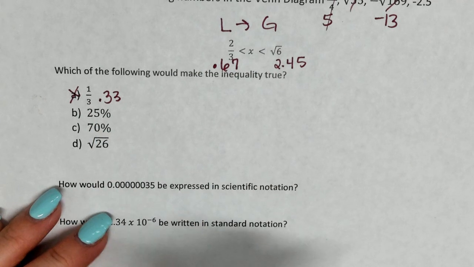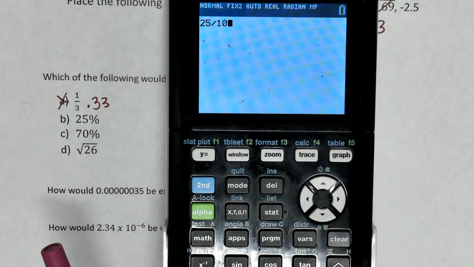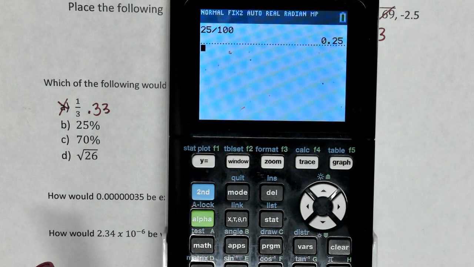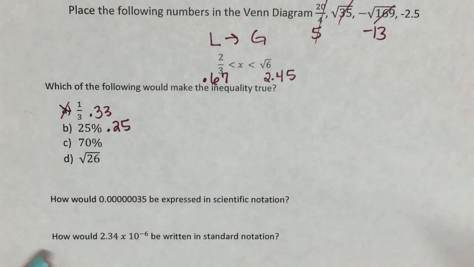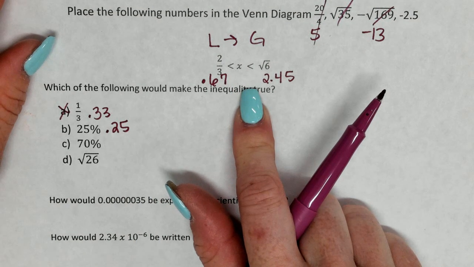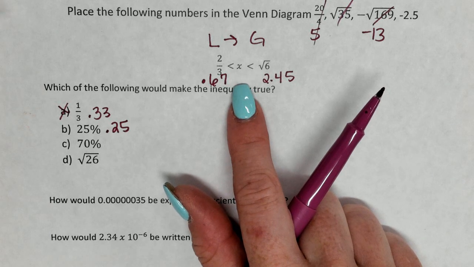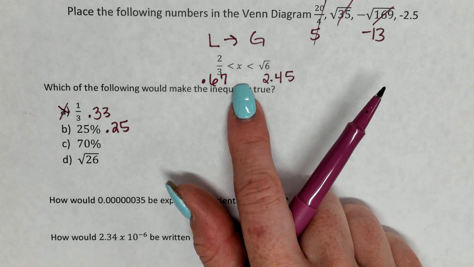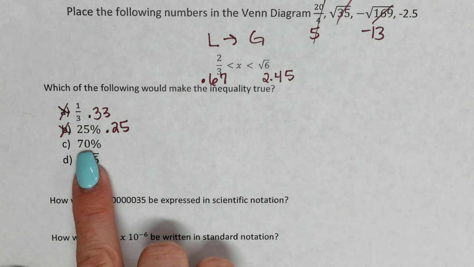All right, let's try 25%. How do you change a percent to a decimal? Put it over 100. So 25 over 100 is 25 cents. Would 25 cents fit between these two? I see some people shaking heads, but I don't see anybody answering me. Yes or no? I can't hear y'all. No, why not? Too big or too little? Too little.